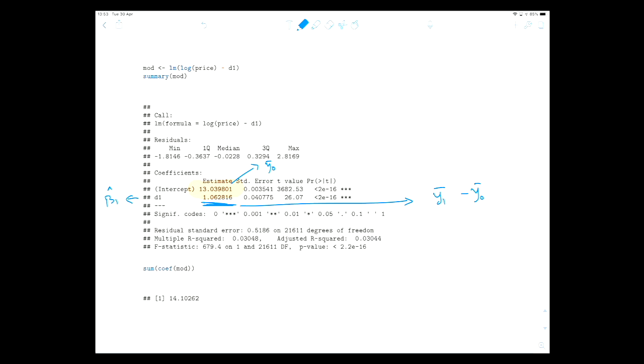In fact, if we add these two coefficients together, we must necessarily get Y1 bar. And that we can see in this command that I've given at the bottom, the sum of the coefficients of our model is equal to Y1 bar, which is 14.102. Does everybody get that?